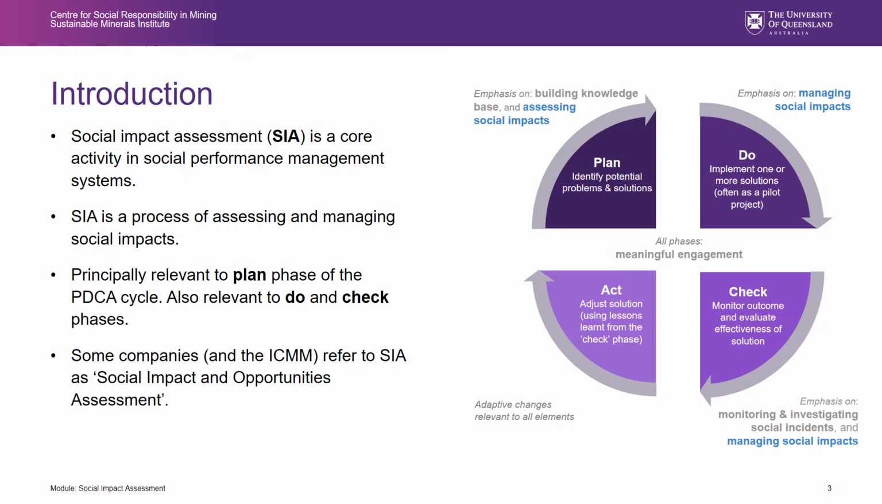Social Impact Assessment, or SIA, is a process of assessing and managing social impacts. In a social performance management system, it is most relevant to the plan phase because it allows site-based staff to anticipate social impacts. It is also relevant to the do and check phases, as we'll discuss in this module.